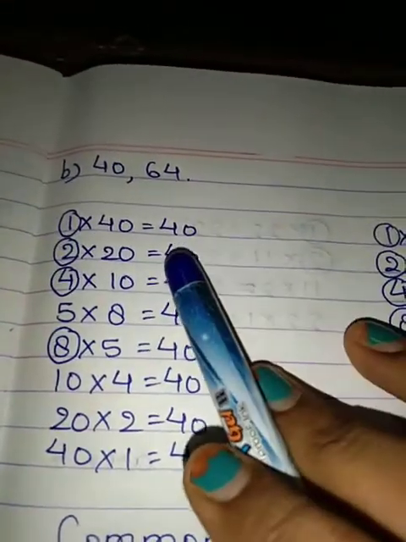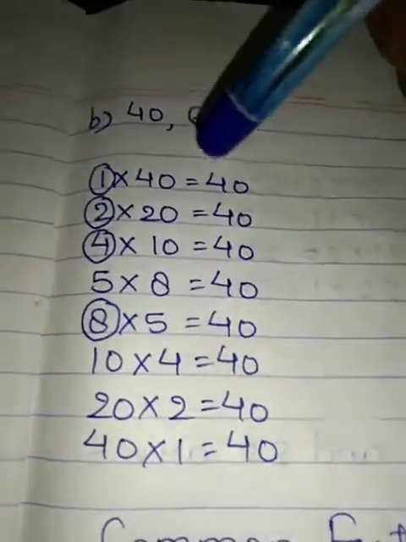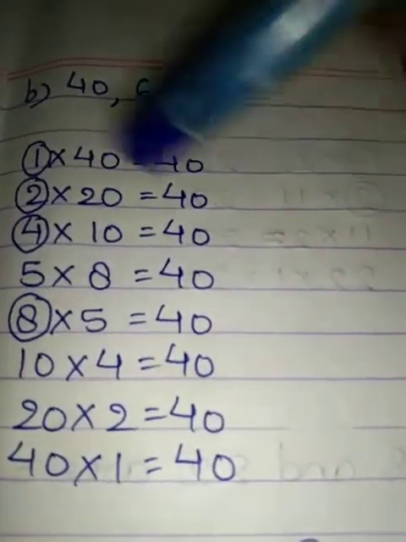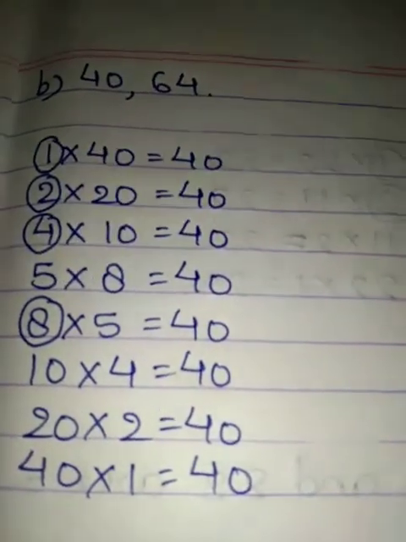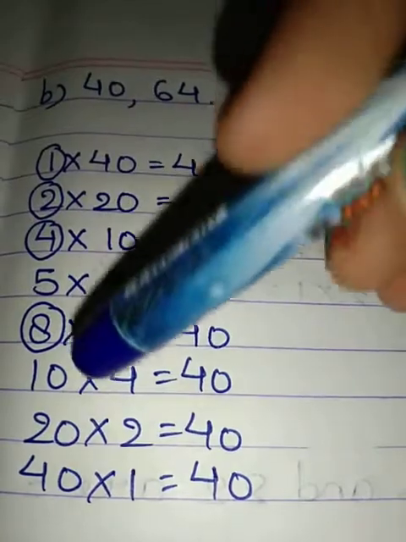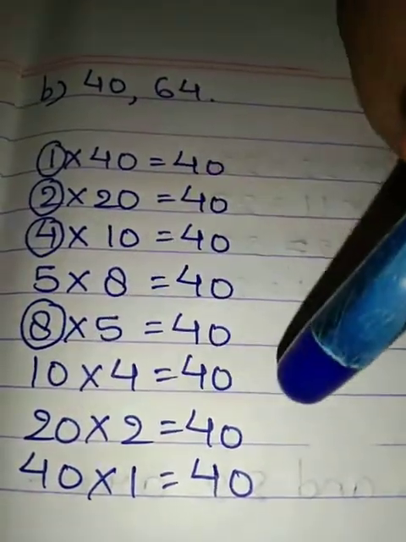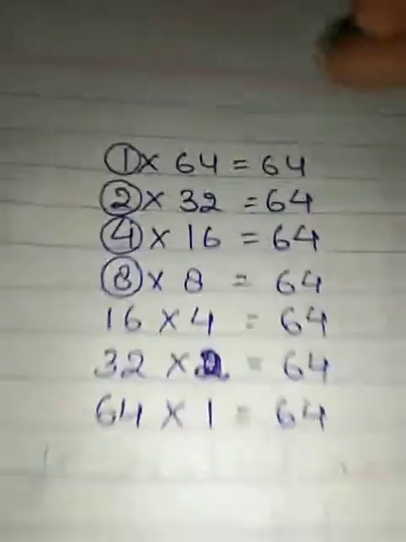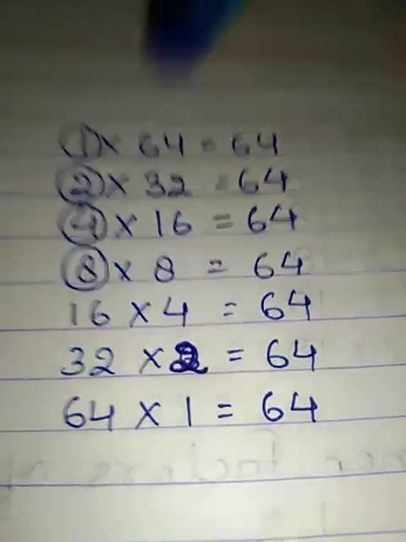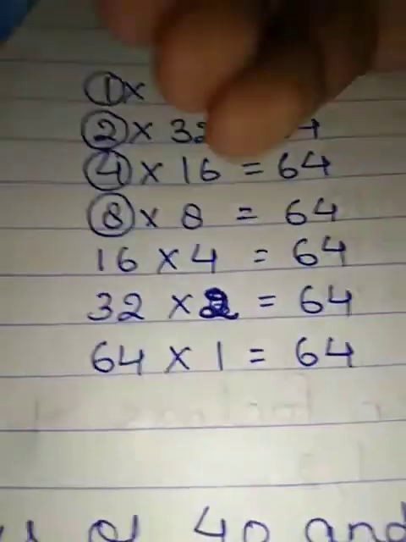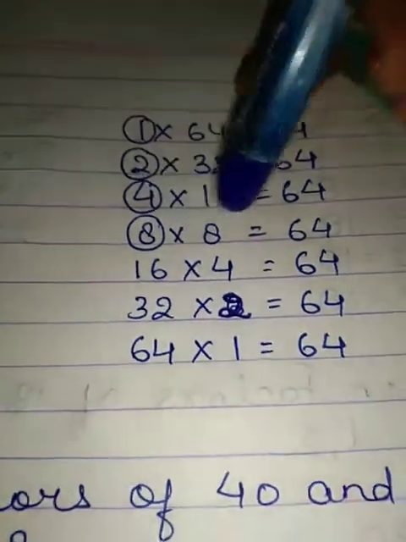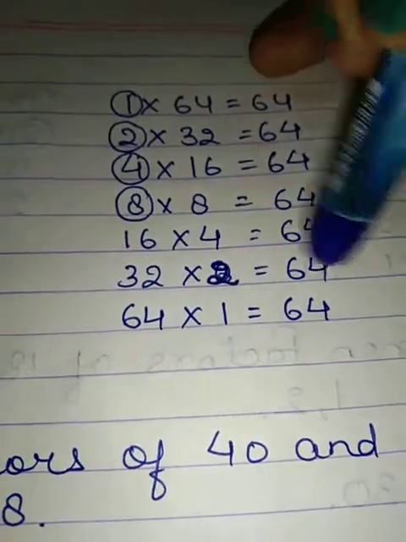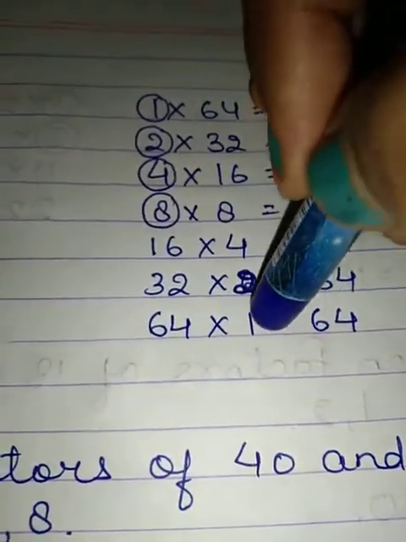Question number B, 40 and 64. So first let us take out the factors of 40. 1 40 is 40, 2 20s are 40, 4 10s are 40, 5 8s are 40, 8 5s are 40, 10 4s are 40, 20 2s are 40 and 40 1s are 40. Now 64: 1 64s are 64, 2 32s are 64, 4 16s are 64, 8 8s are 64, 16 4s are 64, 32 2s are 64 and 64 1s are 64.